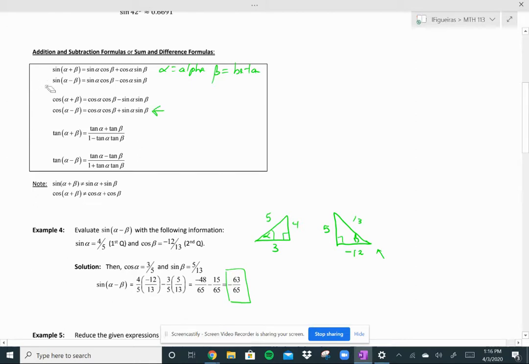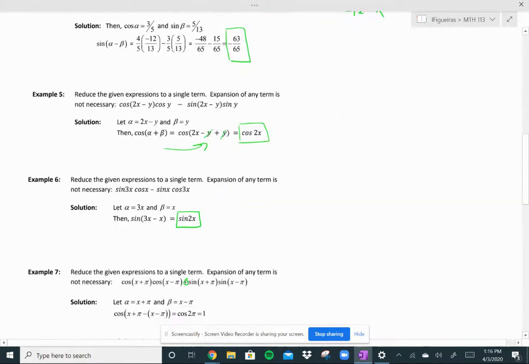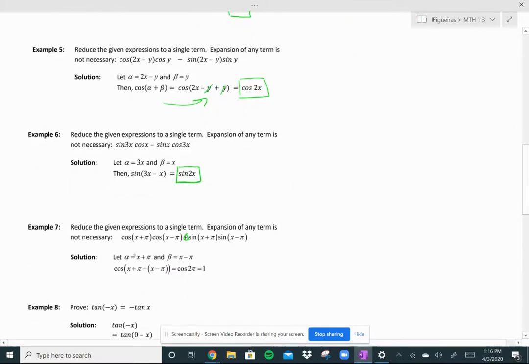So the right side is in the given problem, which means I need to reduce it down to the left side. So I have to do cosine of alpha minus beta. So we have to figure out what's alpha and what's beta. Okay, so that means that my alpha is x plus pi. My beta is the second angle, x minus pi. So the cosine of alpha minus beta is exactly what you see here.